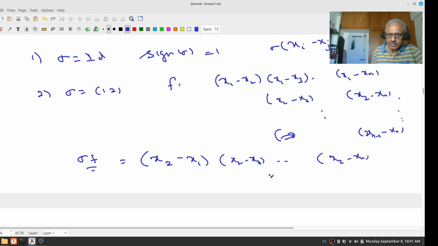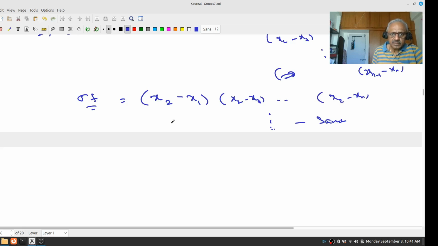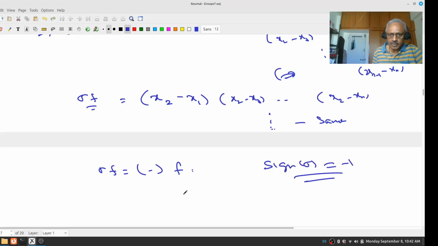You understand? And the rest of the things remain the same. And this is minus of x1 minus x2. Therefore, sigma f is minus of f. Therefore, the sign of a transposition is minus 1. Pause, review, proceed.